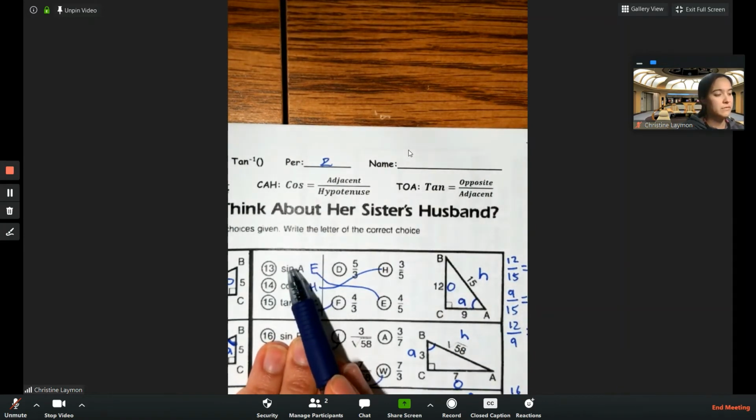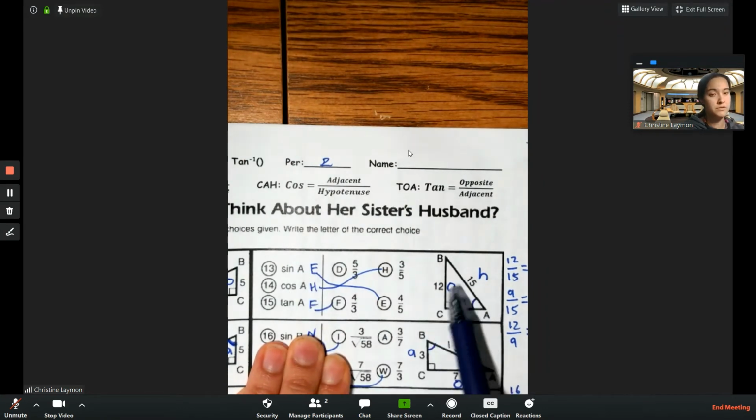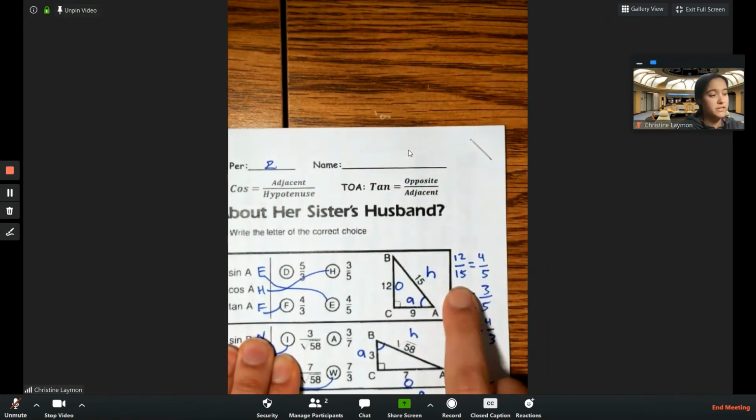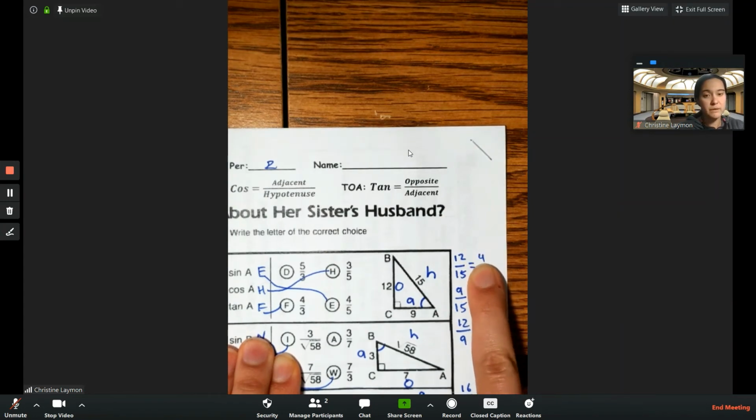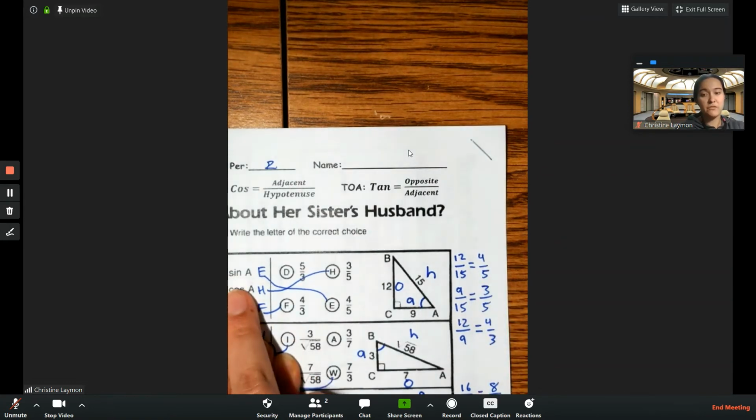So for the sine of A, I'm doing opposite over hypotenuse. That is 12 over 15. Now, I can reduce that. 12 and 15 are both divisible by 3. 12 divided by 3 gets me 4. 15 divided by 3 gets me 5. Do the same thing for cosine.